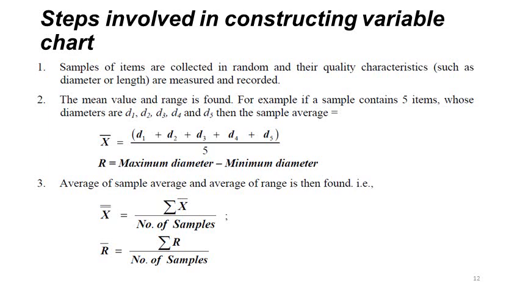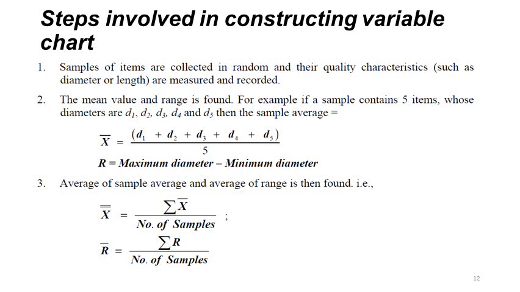From the subject point of view, here we will discuss how we will construct a variable chart. Here we narrate the steps for constructing variable charts like the X bar chart, sigma chart and range chart. The first step: a sample of items is collected at random and quality characteristics such as diameter and length are measured.